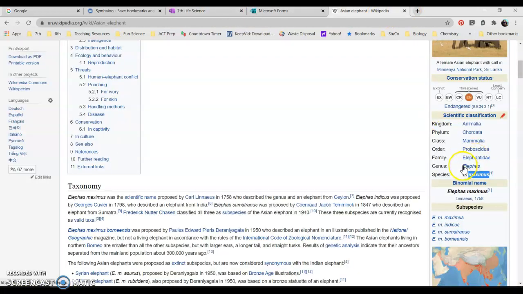So again, you can either find this here, Elephas maximus, or it's this binomial name, Elephas maximus. You would notice that the E is capitalized, but the rest is not.